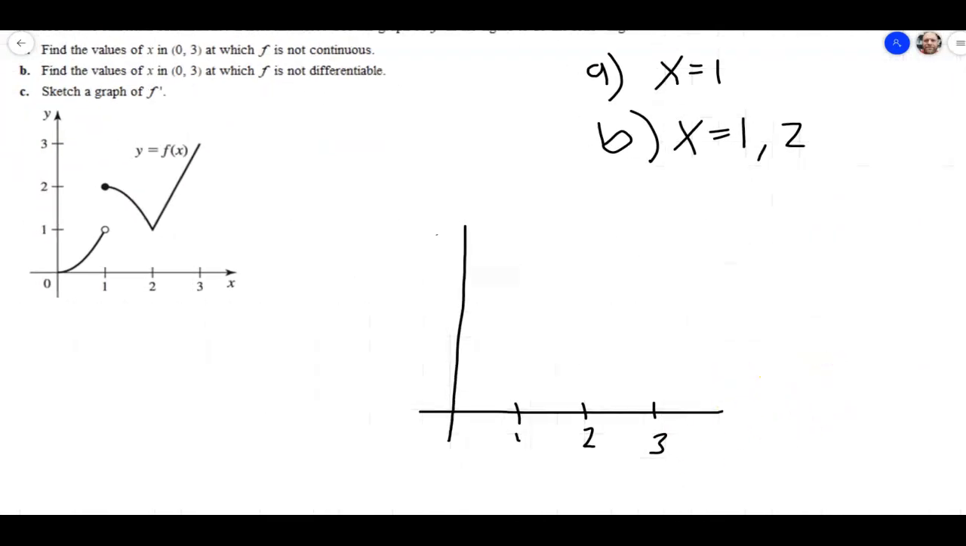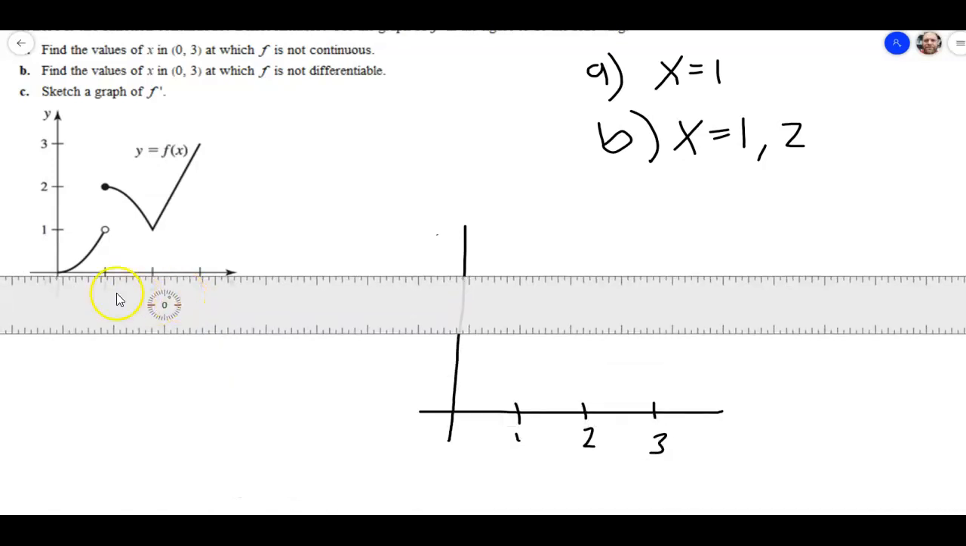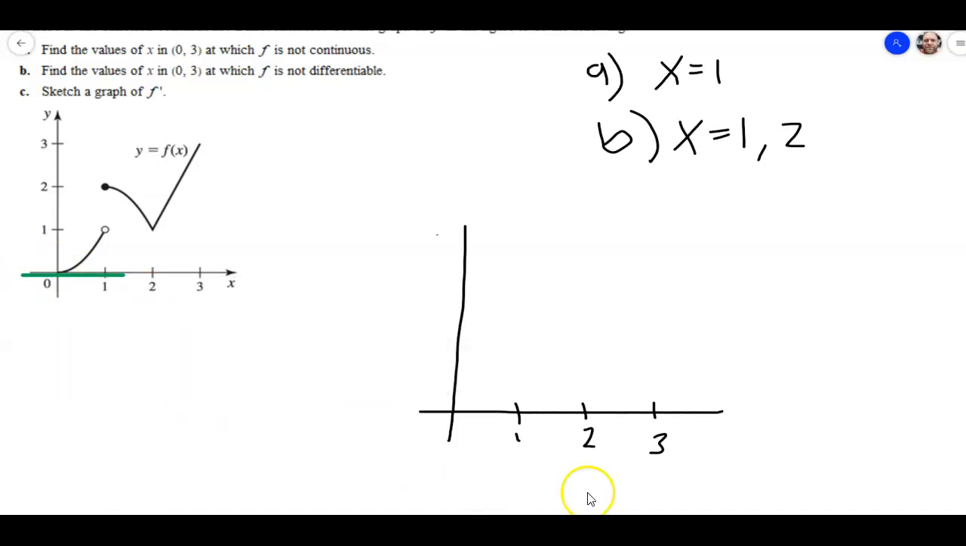Okay, starting off at x equals 0. Try this again. We notice that the slope of the tangent line is right there along it. So that's going to be a slope of 0. So on our graph here, we're going to go ahead and start at 0.